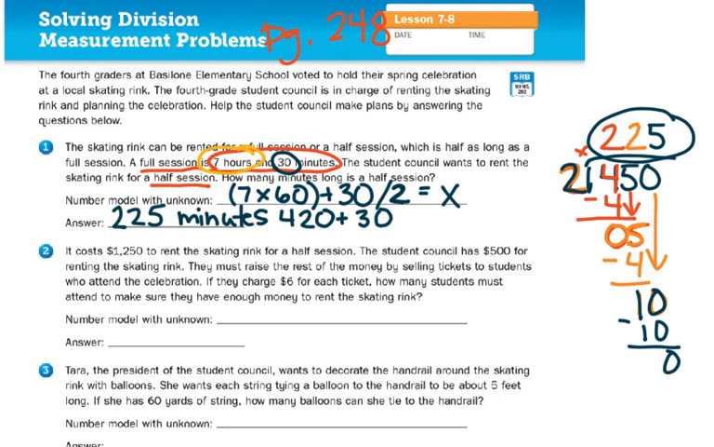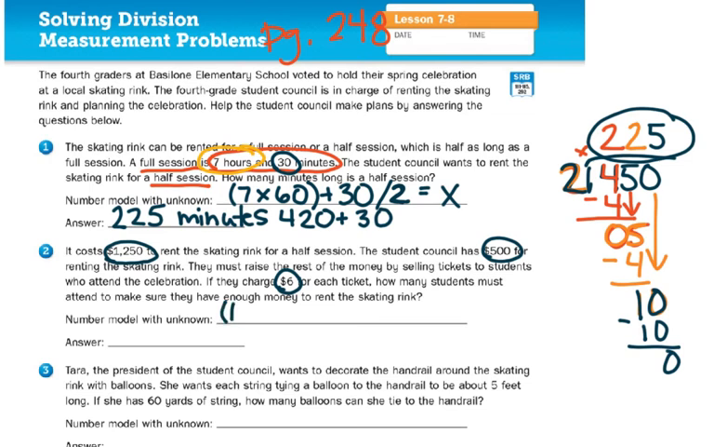Number 2. It costs $1,250 to rent the skating rink for a half session. So remember that. The student council has $500 for renting the skating rink. They must raise the rest of the money by selling tickets to students who attend the celebration. If they charge $6 for each ticket, how many students must attend to make sure they have enough money to rent the skating rink? So let's start with the cost of the rink.